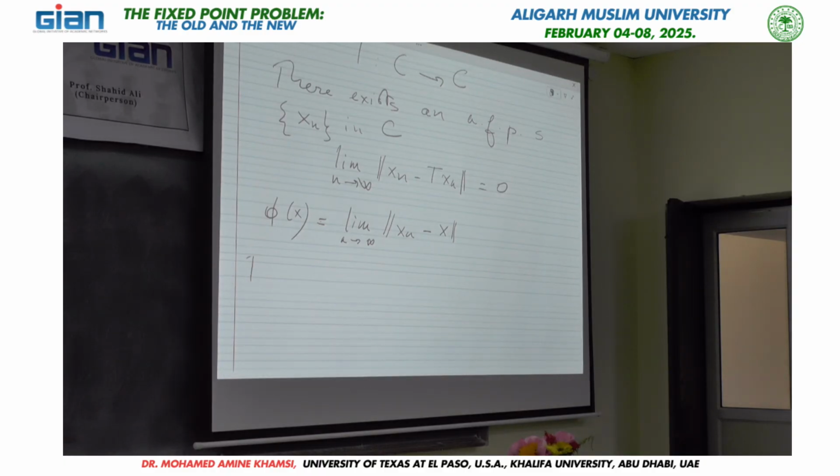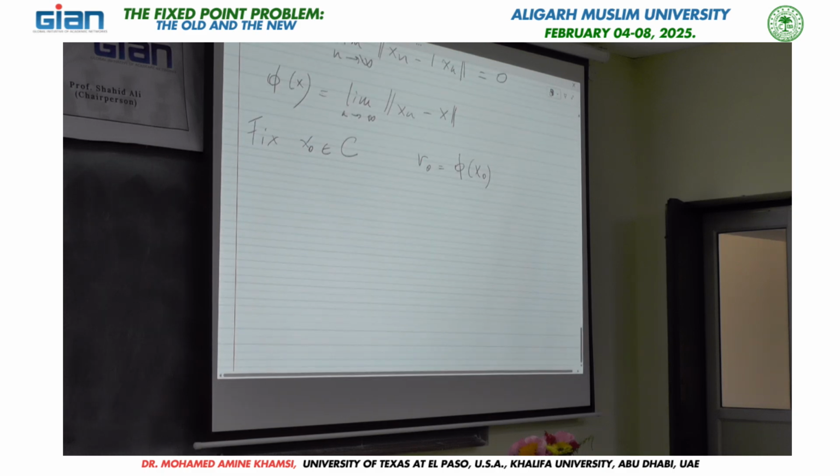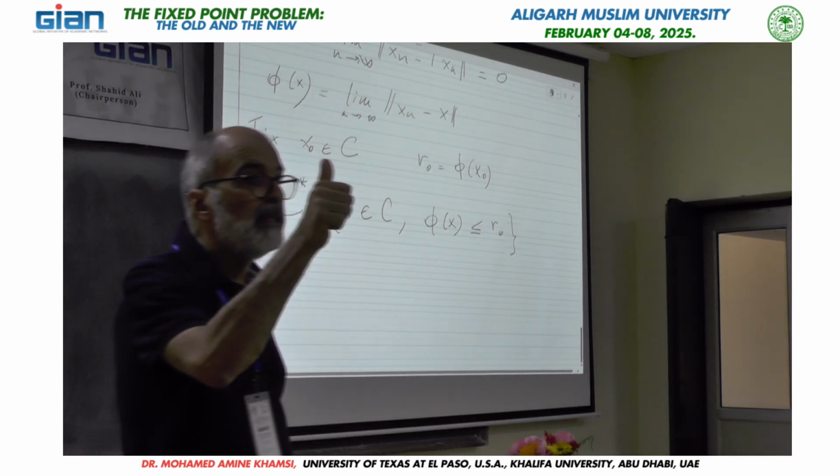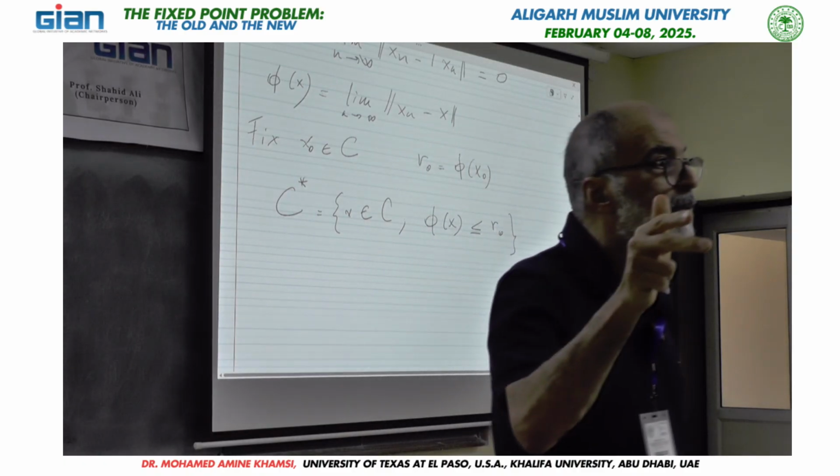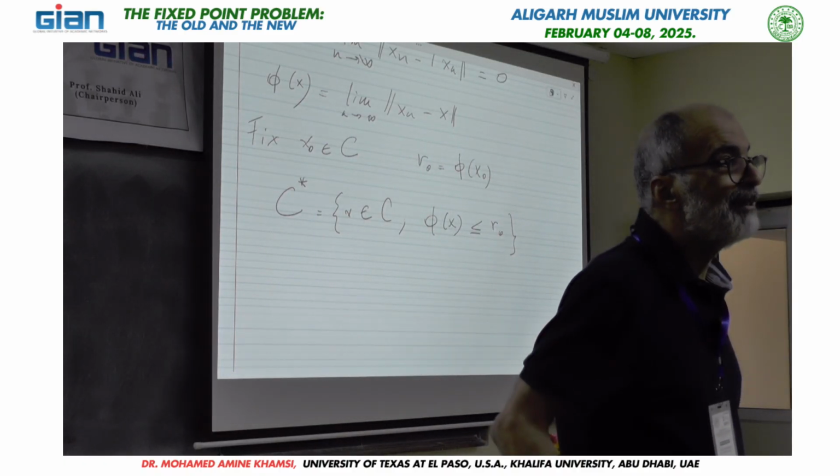Now look at this. Fix x0 in C, and put R0 equal phi of x0. And then consider this C star: x in C such that phi of x is less than or equal to R0. Then C star is going to be a convex, closed subset of C, and it's not empty because you have x0 in it.